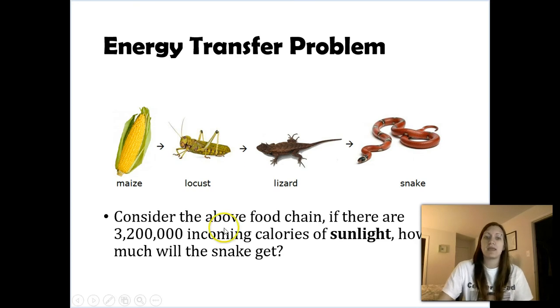So the food chain is maize or corn, goes to the locust, goes to the lizard, goes to the snake. We could also redraw this as a trophic pyramid, but it's the same information. So it says consider the above food chain. If there are 3,200,000 incoming calories of sunlight, how much will the snake get?